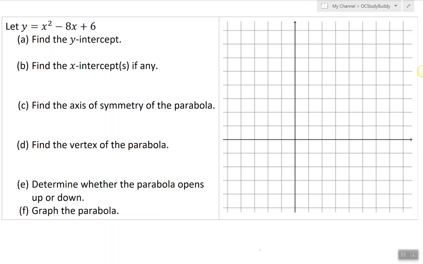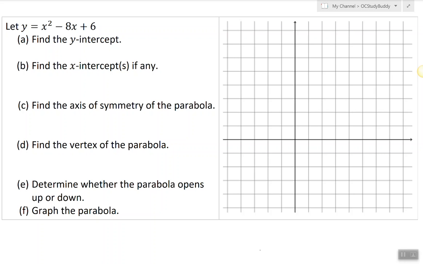In this video, I will show how to graph a parabola by analyzing the properties of the parabola and the equation. Keep in mind that you can always graph a parabola just by plotting 10 points, but eventually we do want to learn how to produce the same result analytically.